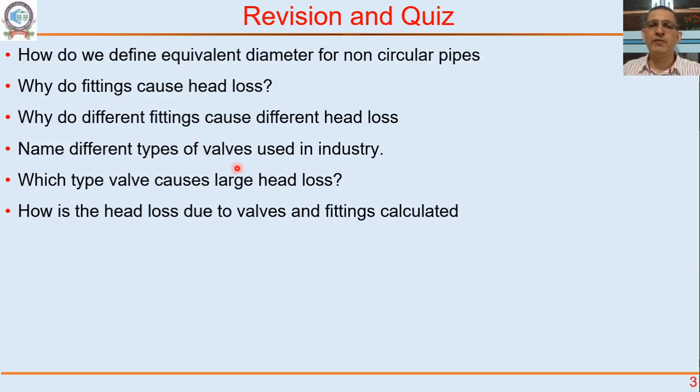Name the different types of valves used in industry. You can go back, see the video, and answer that yourself. Which type of valve causes large head loss? How is the head loss due to valves and fittings calculated, and more importantly accounted for in the total frictional head loss in the piping? So answer these questions. That will help you to revise the previous part, and then you can understand this part in a better manner. So we have been talking about Bernoulli equation, and now we are going to use Bernoulli equation for measurement of flow rate. We'll see how that works.